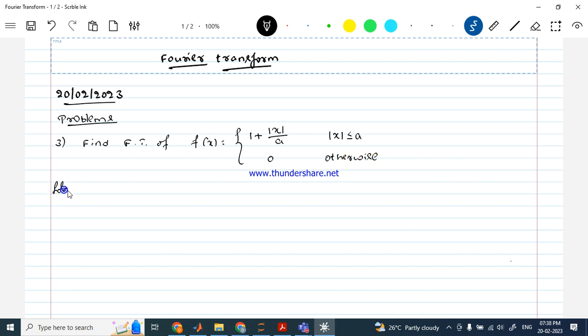Let me analyze how we are supposed to analyze this. The question is to find the Fourier transform. If I write the formula, we are computing F of alpha, which refers to the Fourier transform of this function f of x. It's given by the formula 1 by square root of 2 pi, integration from minus infinity to plus infinity, f of x e power i alpha x dx. We used the same formula even in the last class to find the Fourier transforms.